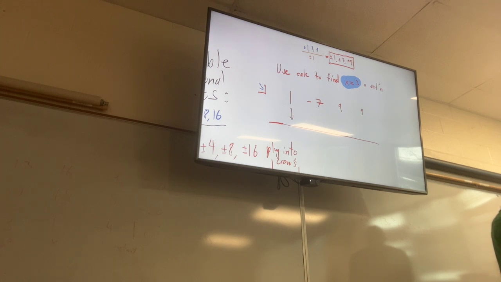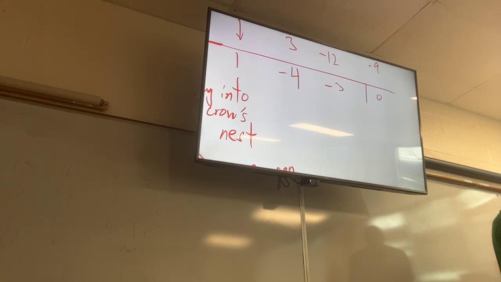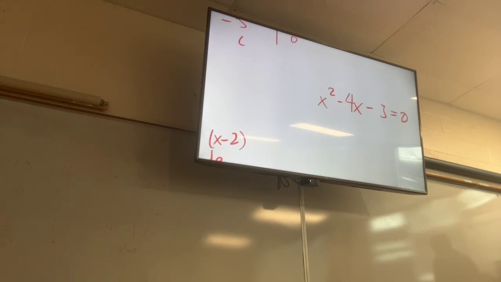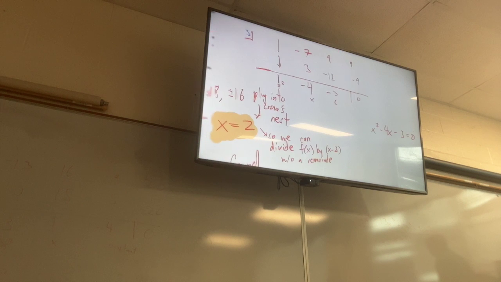Okay, so move this down 1. And so use my synthetic division. All right. So here's my answer right here. What polynomial is this? What equation do these 3 coefficients correspond to? So here's my constant term, here's my x term, and here's my x squared. So it's going to be x squared minus 4x minus 3 equals 0, okay? And then I can solve this however I want to, okay?